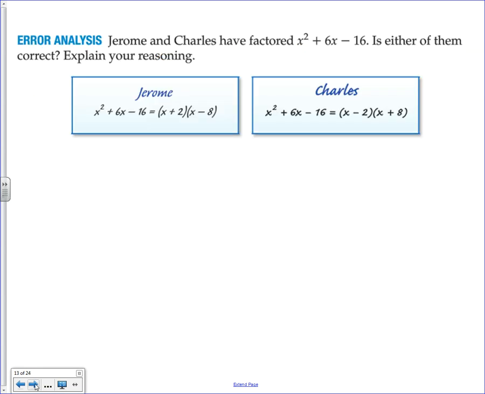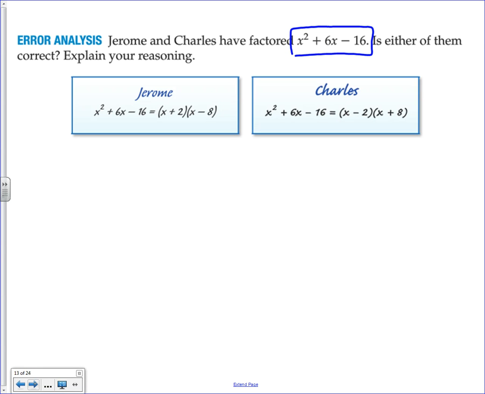Now I've got Jerome and Charles. Does everybody see that Jerome and Charles are not solving this? Do you see that there is not an equal sign in this trinomial? Everybody crystal clear on that? They are just factoring it. So the first thing you look for is a GCF. Do you have a GCF? You do not. And that's a trinomial, agreed?